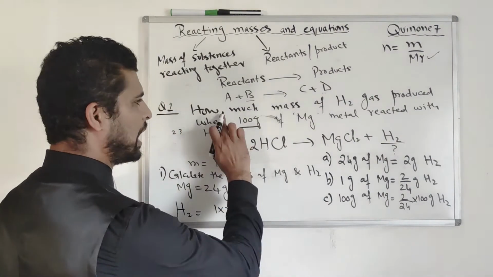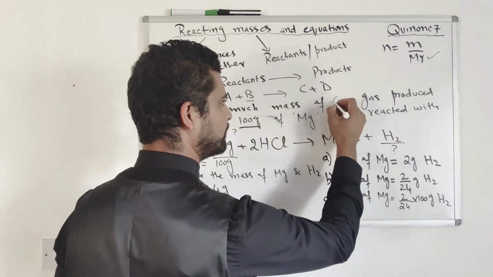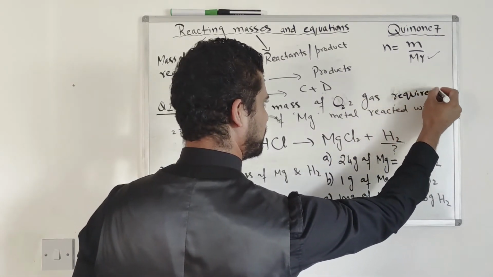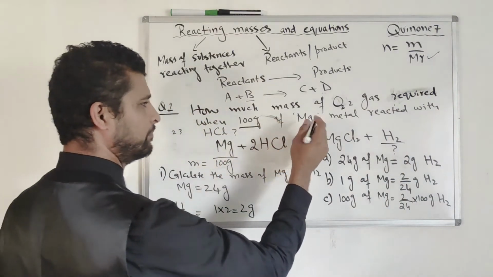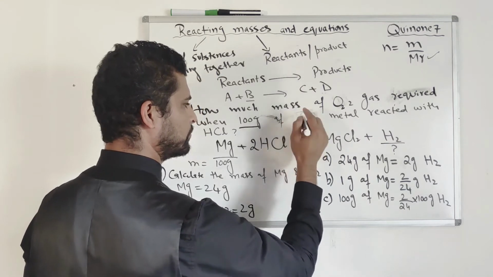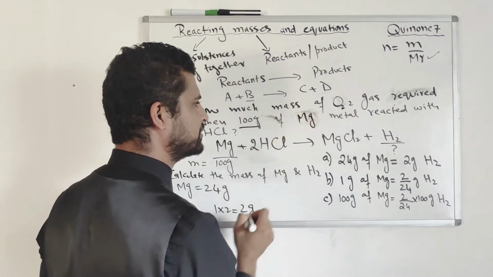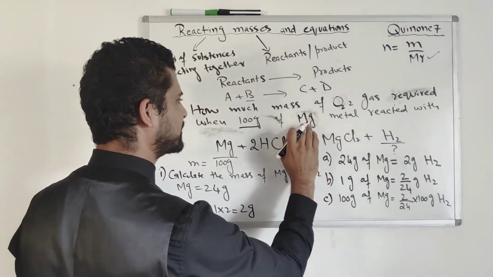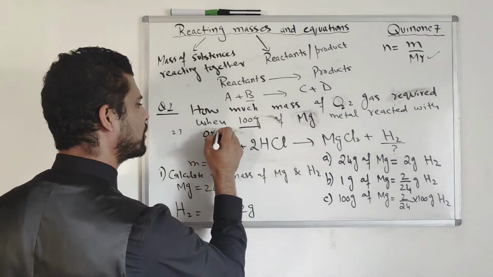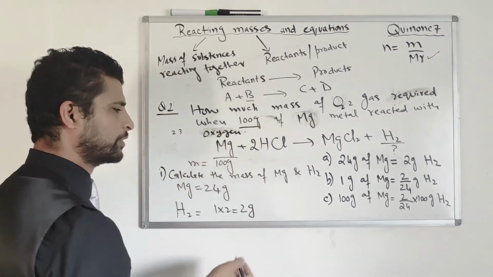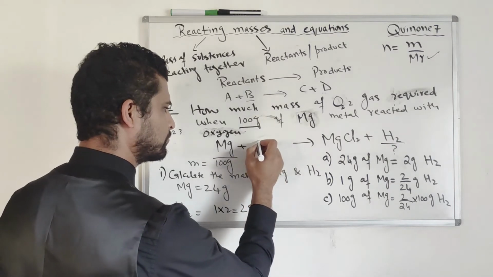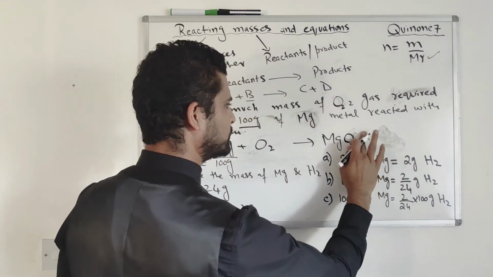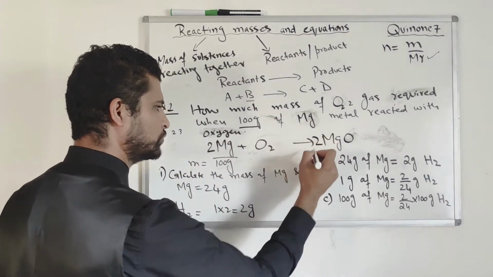How much mass of oxygen gas is required when 100 gram of, let's just say magnesium metal reacted, when 100 gram of magnesium reacted with oxygen to produce magnesium plus O2, produce MgO, nothing else. So 2 Mg is balanced.